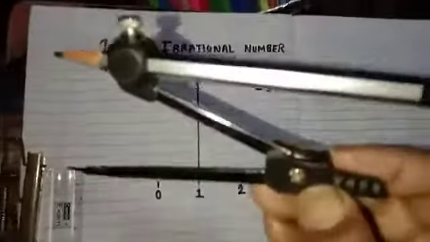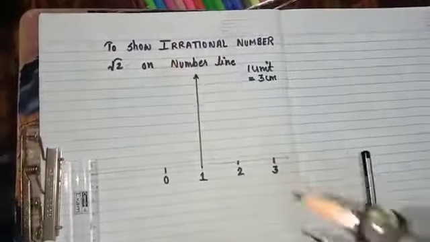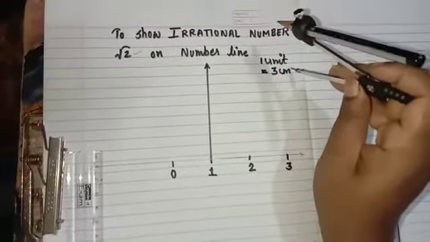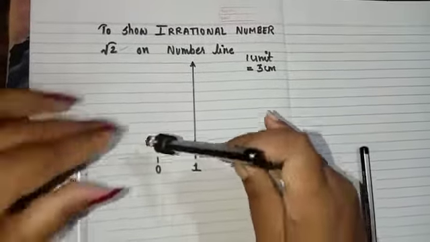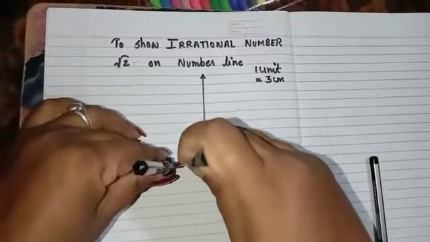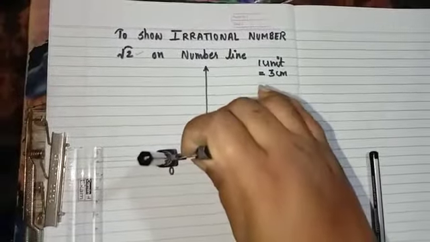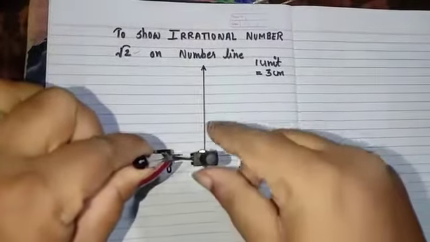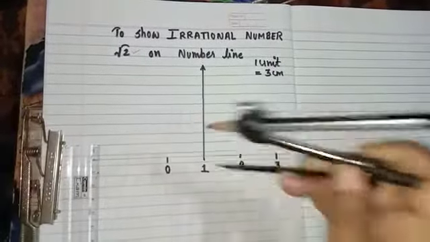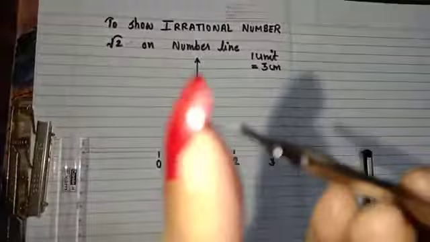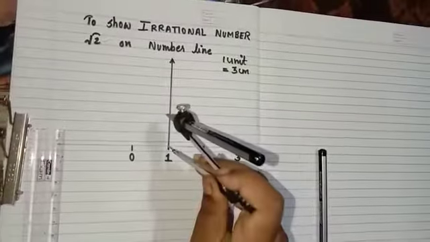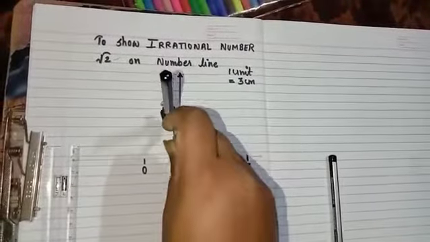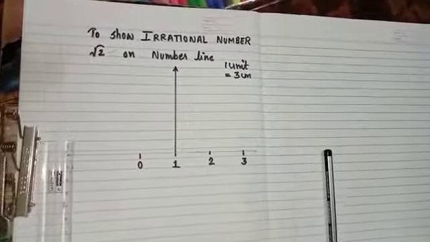After that we are going to take the compass. Now we will take 1 unit distance, which means 3 centimeters, from the number line. Everybody can see it is 3 centimeters. Now I am going to put the still point of the compass on 1 and draw an arc on the perpendicular.